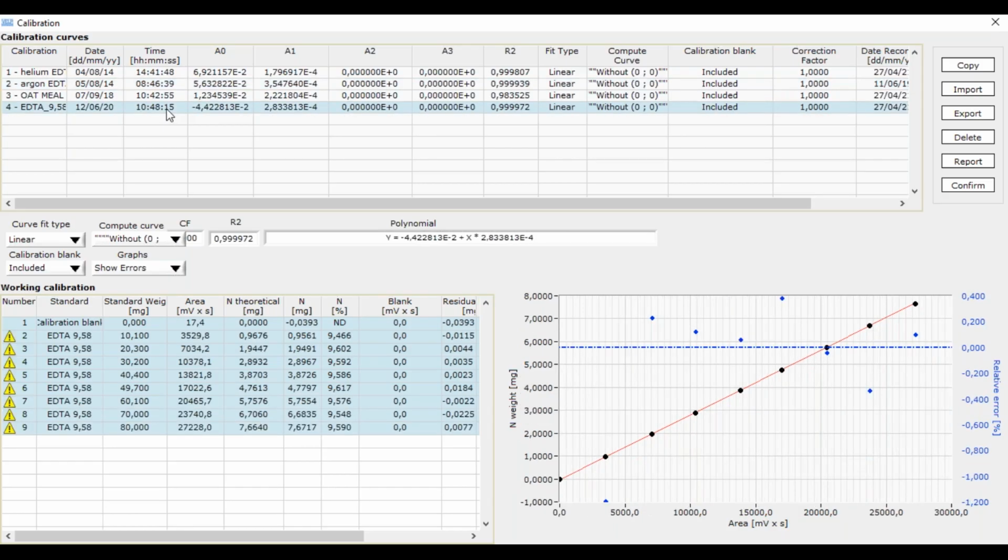If you click on the desired calibration curve, you can see the details of the curve, so the sample weights and the R-squared value. In this case, the calibration curve is very good because the R-squared value is 0.9999, so it has 4 nines after the comma.